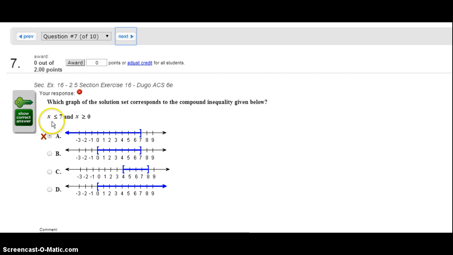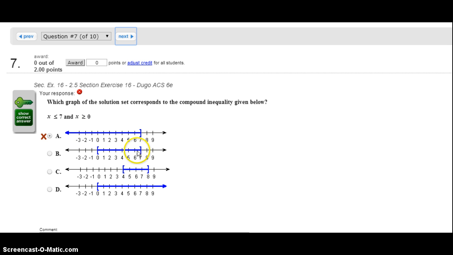Alright, so this one says graph this compound inequality. X is less than or equal to 7, and x is greater than or equal to 0. So we're looking for numbers that have to be less than 7 or equal to, and they have to be greater than 0 at the same time. They have to be satisfying this, they have to be less than 7, and at the same time they have to be bigger than 0. So some of these numbers here are less than 7, in fact they all are, but once you get down here they're not bigger than 0 anymore. So it's not making this part true.